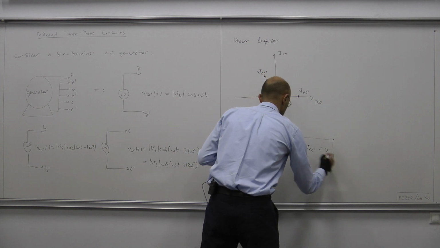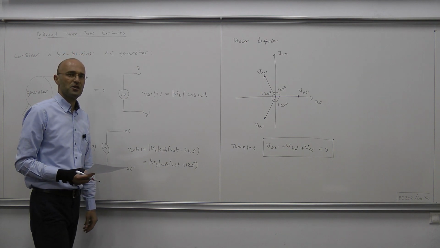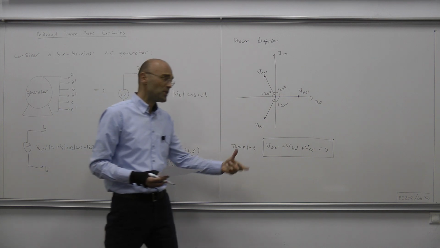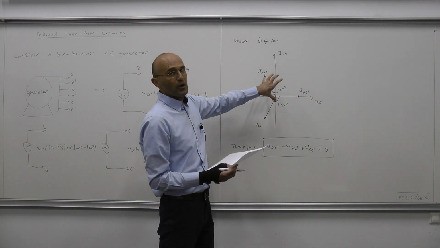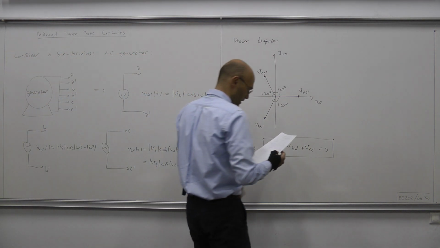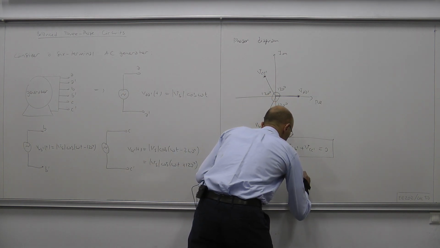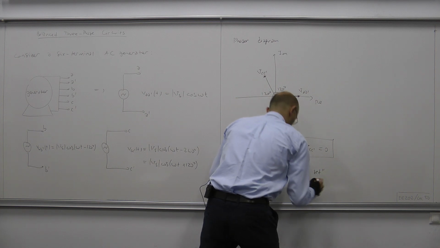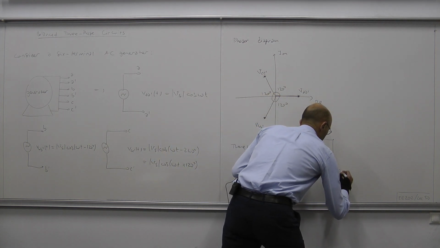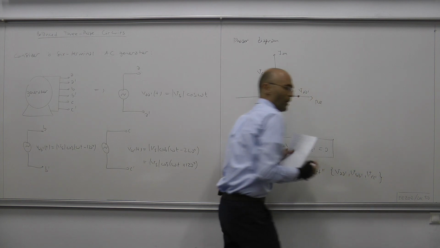So when we have such a triple, we call that a balanced set. Okay, we're talking about phasors. That is, magnitudes are the same, and the angle separation is uniform, 120 degrees between any pair. Okay, so this is called a balanced set.